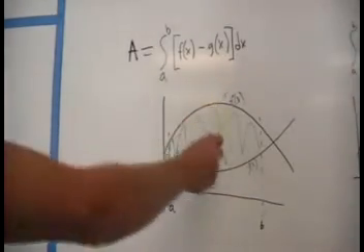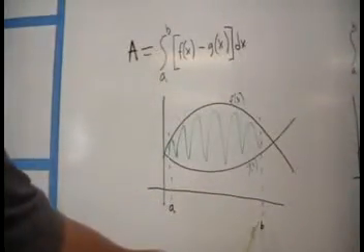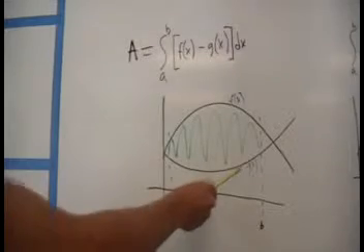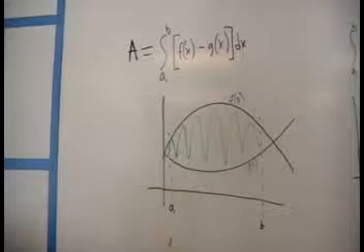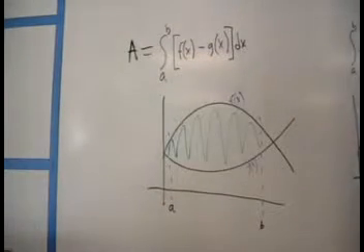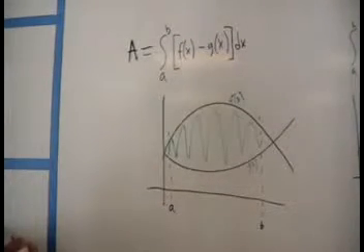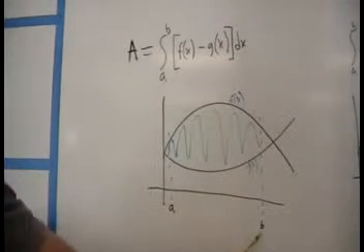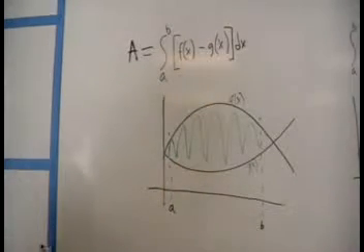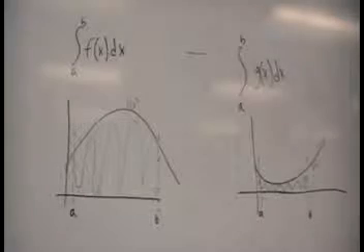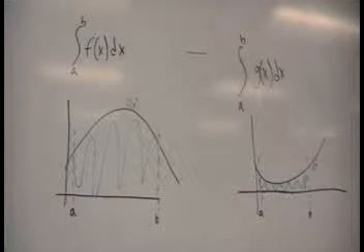If f and g are continuous on a to b, and g of x is less than f of x for all values of x, then the area of the region bounded by the graphs of f and g and the vertical lines x equals a and x equals b is found by solving this formula. This formula can be better understood as the integration from a to b of f of x minus the integration from a to b of g of x.